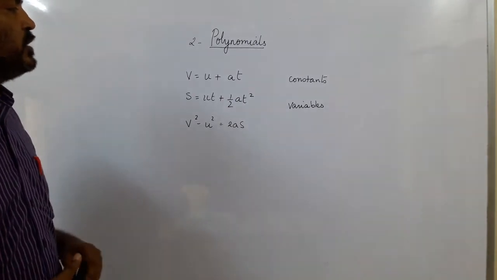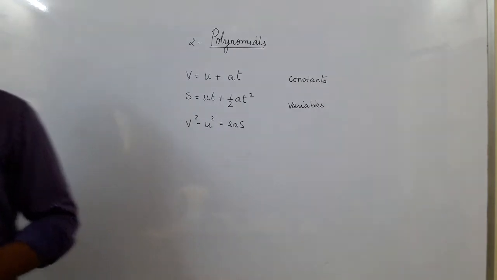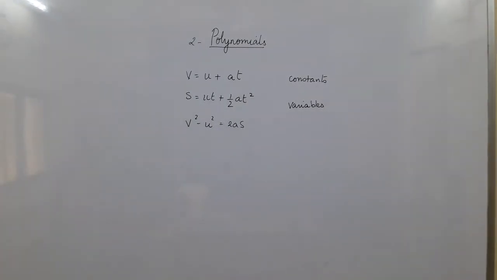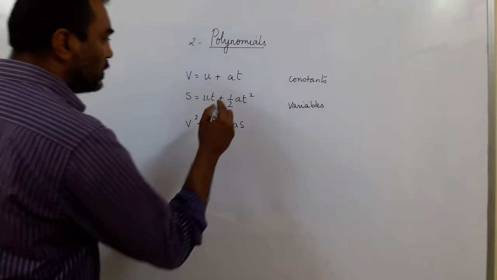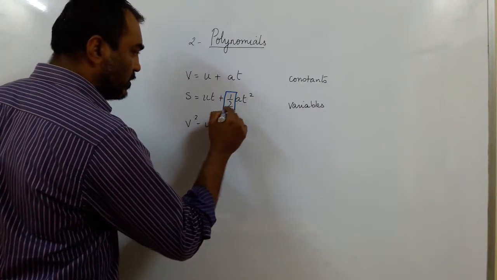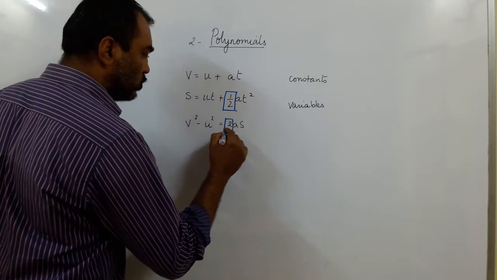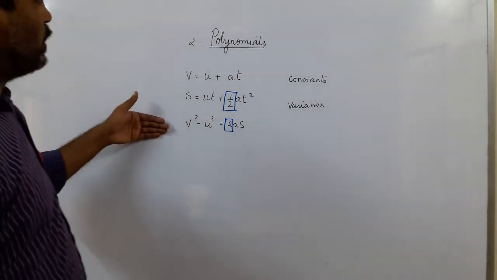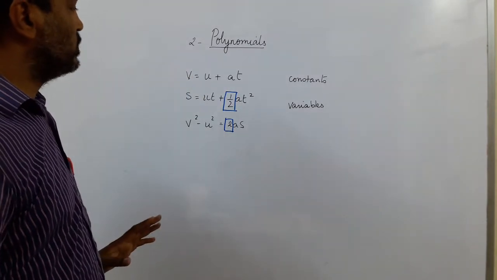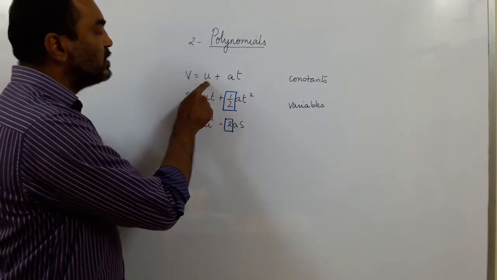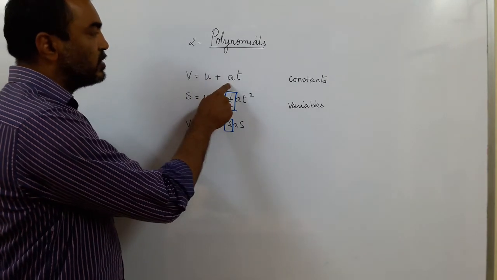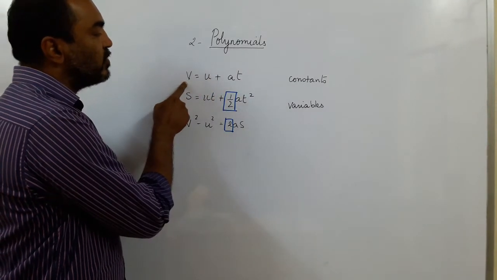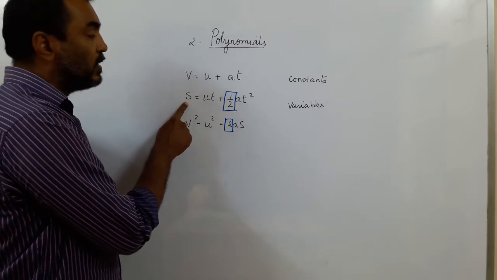Now if you see these equations here, these are all variables. Which are the constants you see here? The constants you can see here are only two. This half written here is a constant and this 2 is a constant. Why are they constant? You will see in these equations this will never change. When you change the initial velocity, you know the acceleration, and as the time passes the final velocity will change.